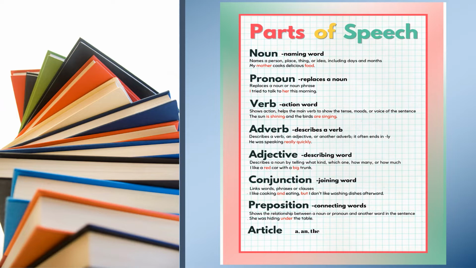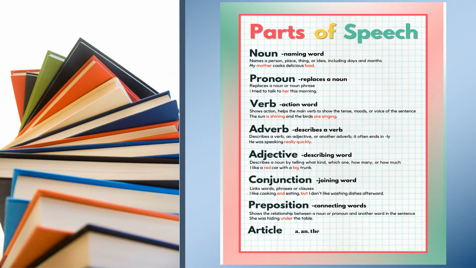Your nouns are naming words. They name persons, places, things, or ideas. A pronoun replaces a noun or a noun phrase. Verbs are your action words. They help the main verb to show the tense, mood, or voice of the sentence. Adverbs describe verbs. For example, in this sentence, he was speaking really quickly. Really quickly would be two adverbs.